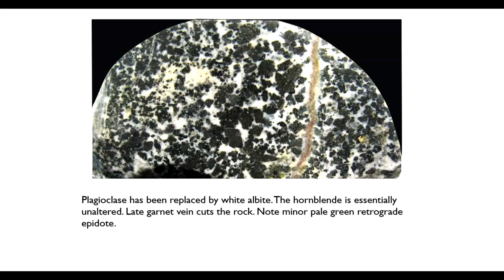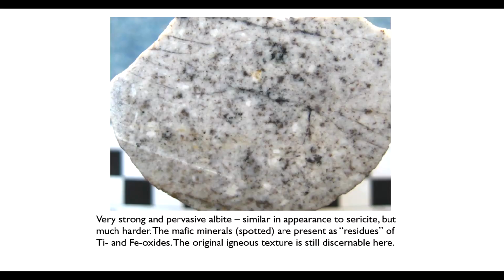Here's another broad example. Albite forms commonly that sort of milky or soapy white colour, which is usually the best way to indicate it compared to calcic plagioclase. Here's a very strong, pervasive occurrence, and this rock will be much harder than something with sericite in it. Okay, because sericite's a muscovite, so it's lower hardness, whereas this is a plagioclase.